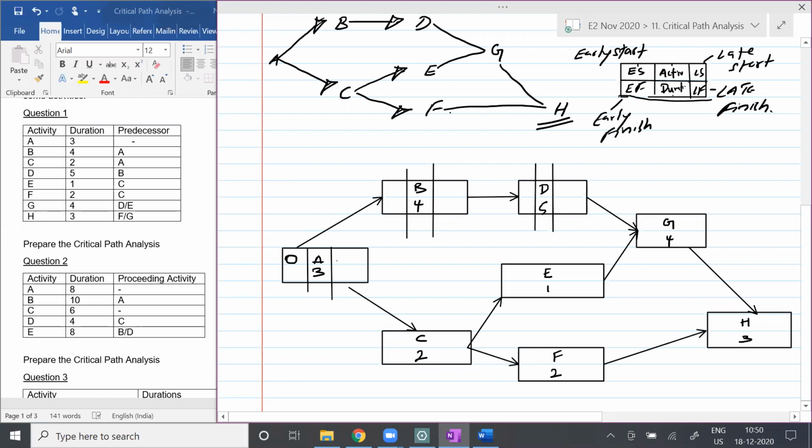So early start is 0, and 0 plus 3 is how much? 3, right? So this is the earliest time you can complete it. Is that fine, Malik? Agree? Because that is the earliest time you can finish it, students. Are you clear with what I'm saying? Okay. So if you don't mind, can you just put this down, please?